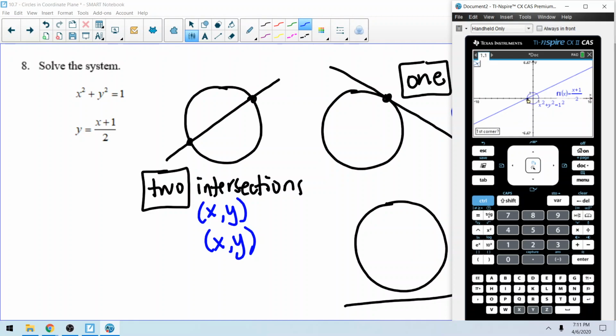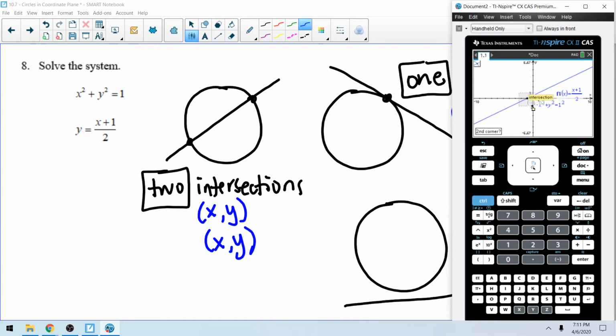So let's say I want this intersection. Don't put your dot there. Bring your dot over here. Click it, and notice how you get a box. It finds the intersection for you. Don't drag too far, it'll find the other one, which is fine, but we just want this one for right now.